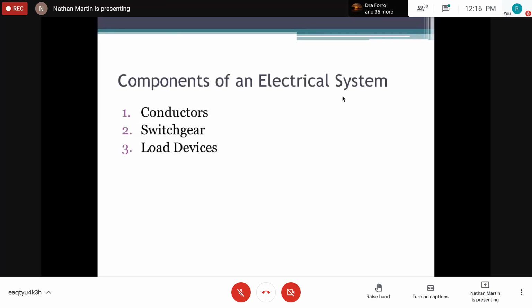All right, so the components of an electrical system: we talk about the conductor, switchgear, and loading devices. That's basically an overview. There are other components involved, but these are the main components. The conductor carries the electrical current, the switchgear distributes to the different circuits, basically the distribution, and then the load is what we utilize the electrical energy for.